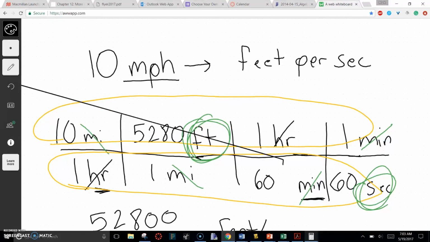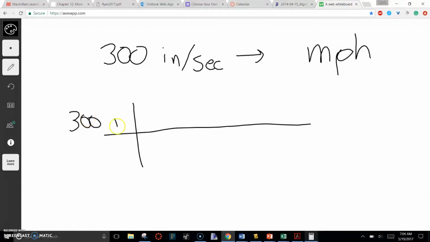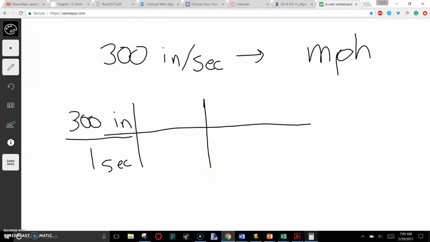I'll do one more example so you can get a little bit better of an idea of this. Okay, so in this last example, we're going from inches per second to miles per hour. So again, we're going to start the chart the same way. We're going to say we have 300 inches over 1 second. And we would like to get these inches to miles and these seconds to hours.